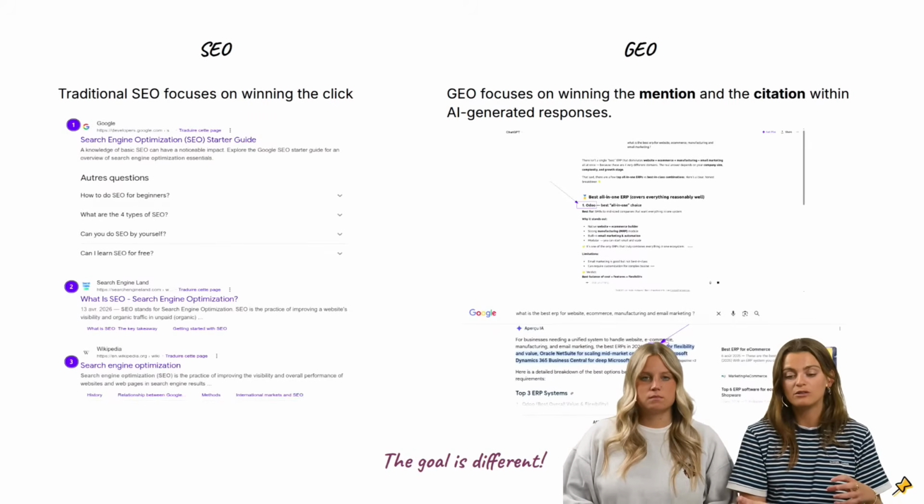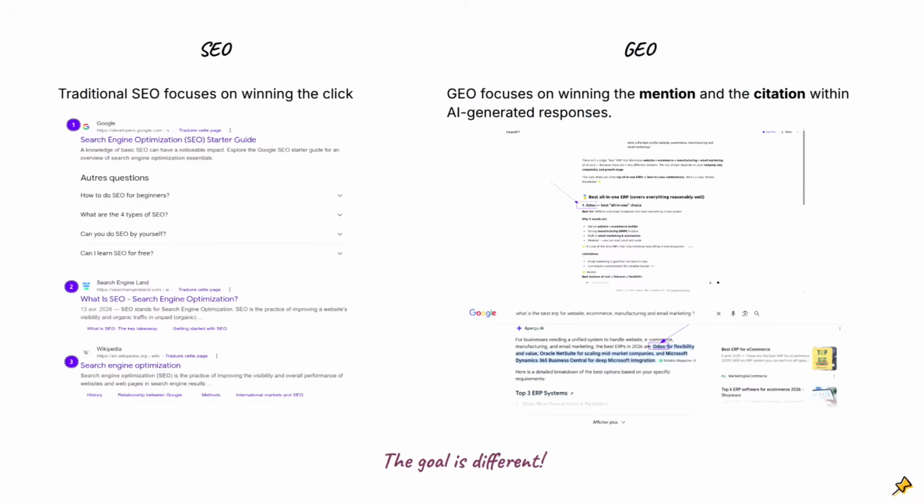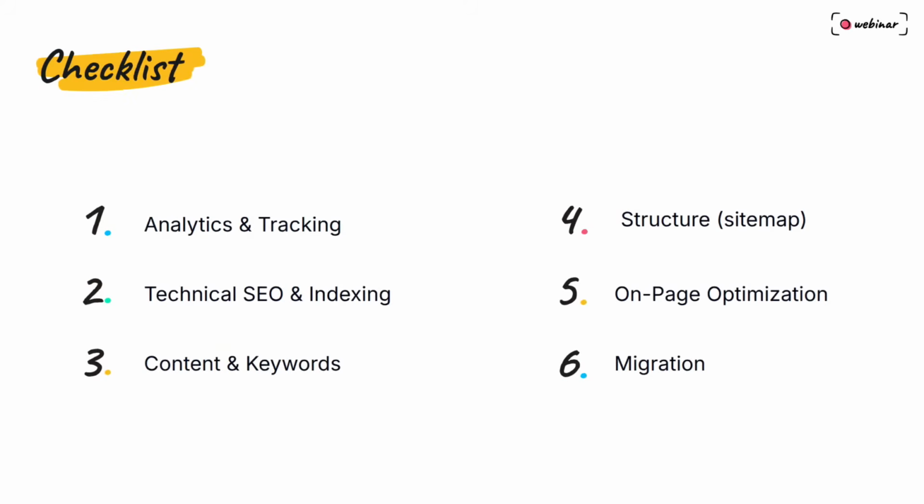So even though the goal between both is a bit different, meaning with traditional SEO the goal is to win the click, and with GEO it's to be mentioned. Well, in the end, you still have to optimize your website in order to do GEO. So that's where we'll start, and then we'll give you a bit more tips on how to do GEO for your website. But first, let's go into our checklist that is divided into 6 main areas.